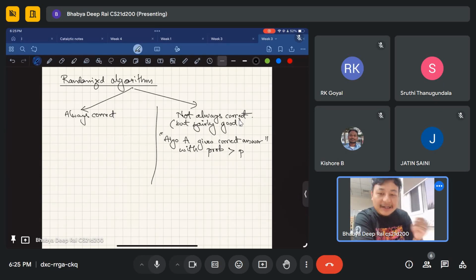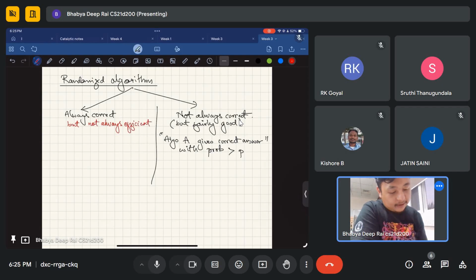And the left one, which is always correct: if it is always correct, then it does not matter that it is randomized, right? We can simply make it deterministic. We can just fix the coin tosses and it can always be made deterministic. So why are we talking about this even? Because you can think of algorithms that may not always be efficient. So now what I'm saying is the left one is always correct, but not always efficient, and the right one is always efficient.